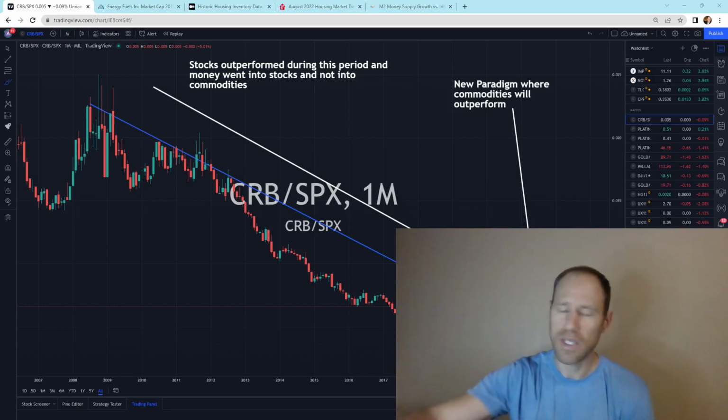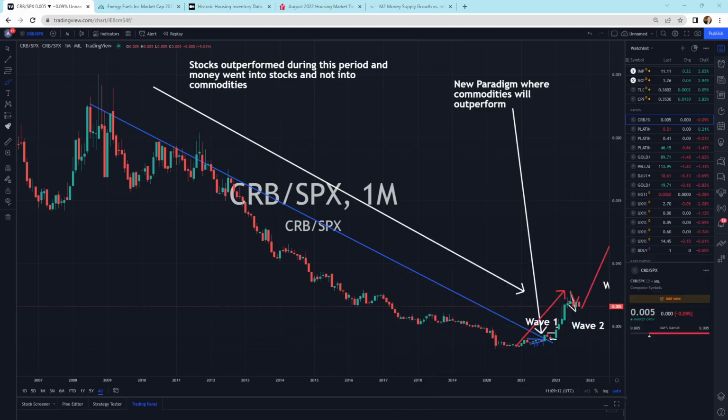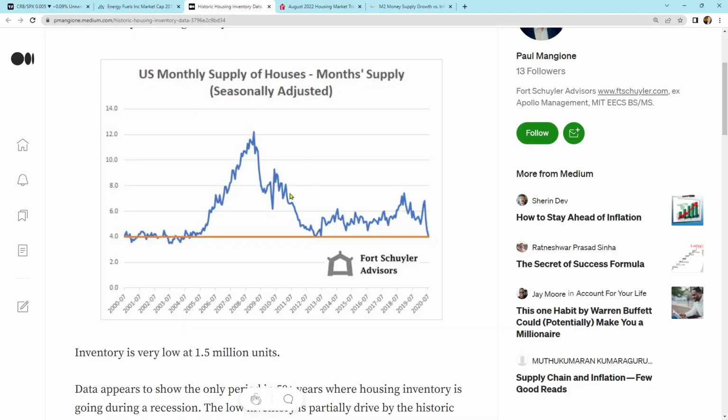Now, timing. People ask about timing. When should I buy? When should I sell? Here's the U.S. monthly supply of houses. And historically, I know this cycle is a little bit different because they printed a bunch of money and handed it all out to people.